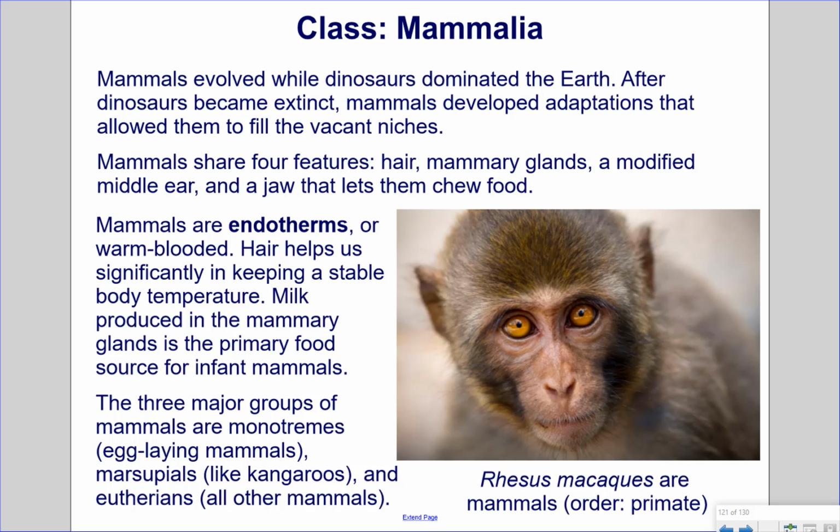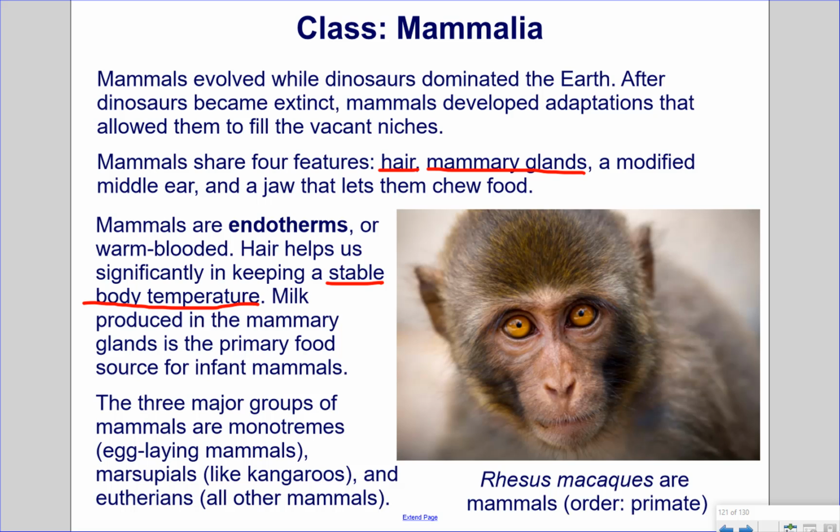Class Mammalia. Mammals evolved while dinosaurs dominated the earth. After dinosaurs became extinct, mammals developed adaptations that allowed them to fill the vacant niches. Mammals share 4 features: hair, mammary glands, a modified middle ear, and a jaw that lets them chew food. Mammals are endotherms, or warm-blooded. Hair helps us significantly in keeping a stable body temperature. The body temperature will stay stable even when temperatures are very cold.